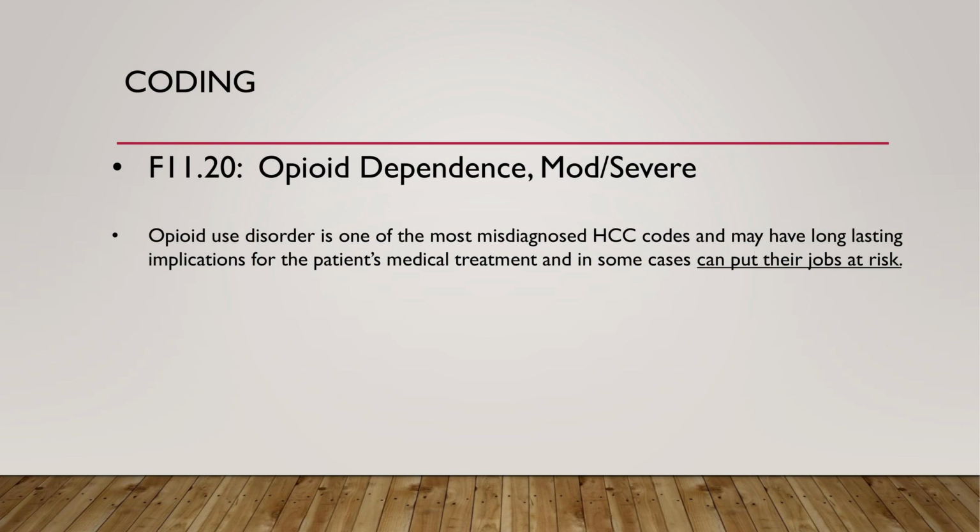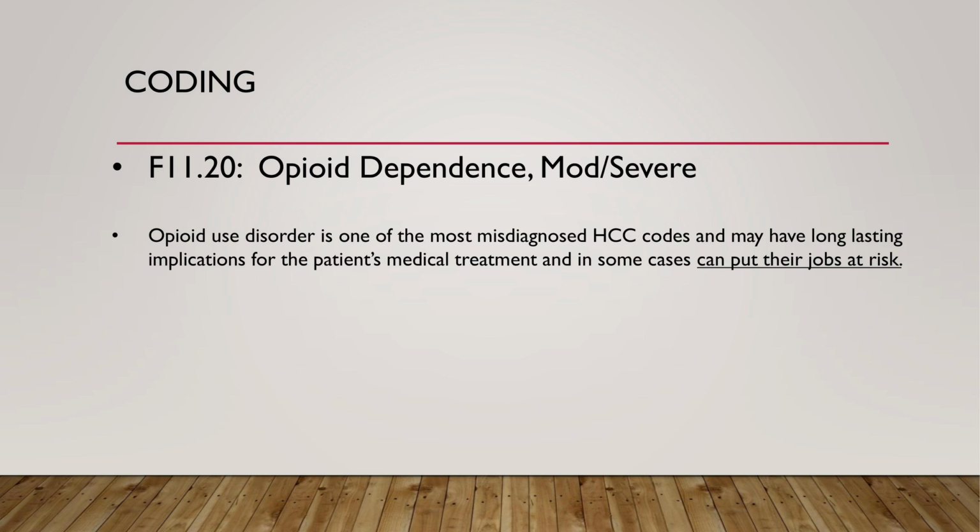I'm seeing them every 4 weeks. I'm using this F11.20. There are variations of this code depending if they're in early remission or full remission, which you can use depending on the DSM criteria, but I'm usually using this code or a variation of this code. It's important to note that opiate use disorder is one of the most misdiagnosed codes that we may use. It has long-lasting implications for the patient. So it's important that you're using this code appropriately because it can impact their ability to get insurance and get a job.